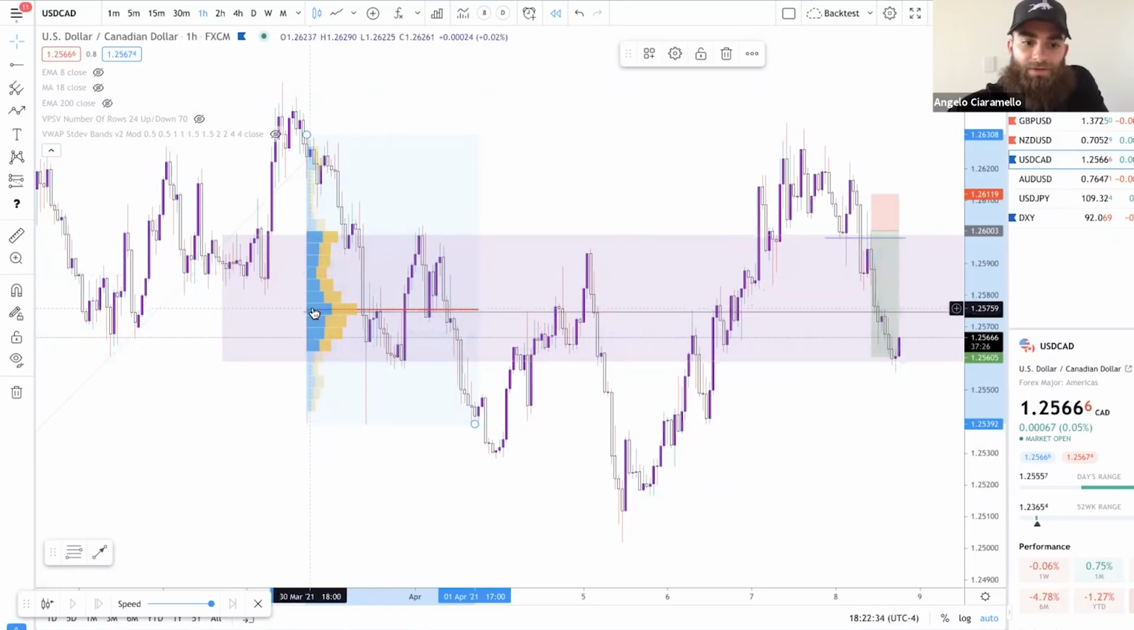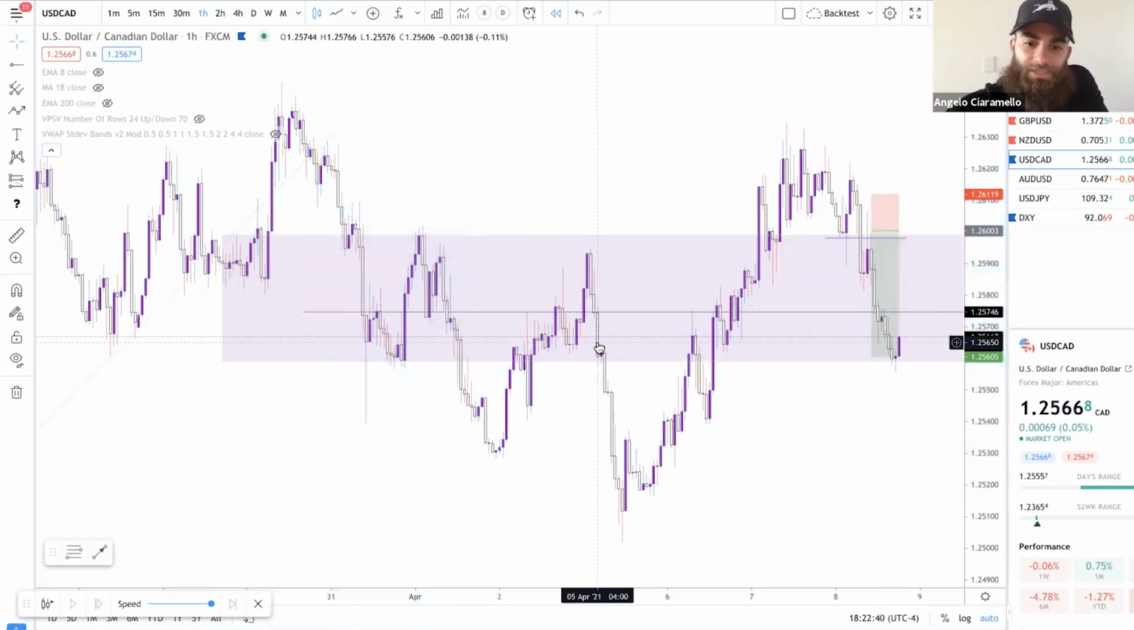So we have the center of control. We have the two outer edges here. That's how I drew this box and this line. So I'm going to now take this off.